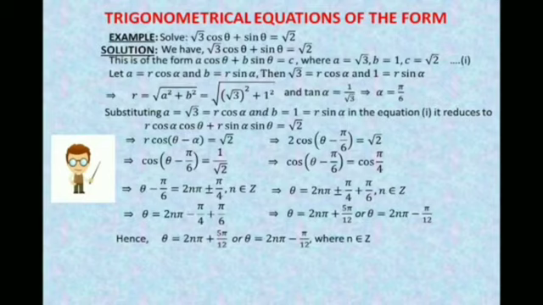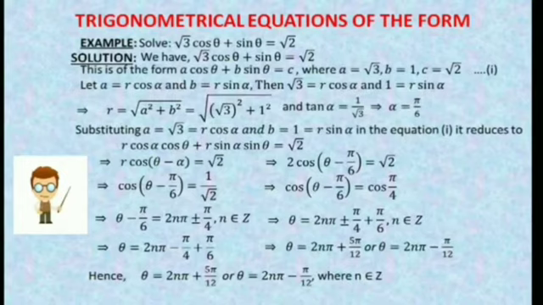You can just write as cos 45 degree, that means pi by 4. Cos pi by 4 is 1 by root 2. So cos theta is equal to cos alpha. We can write theta, that means theta minus pi by 6 is equal to 2n pi plus minus pi by 4. So we can get the value of theta very easily here.